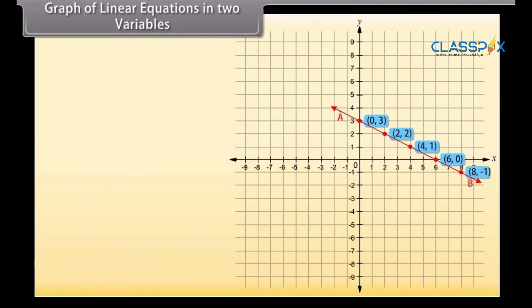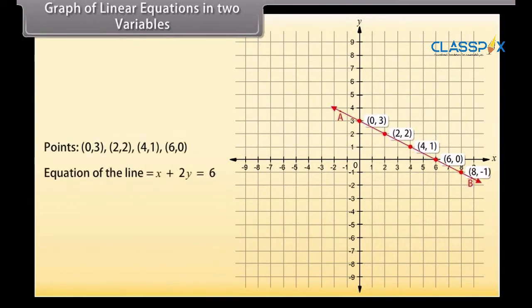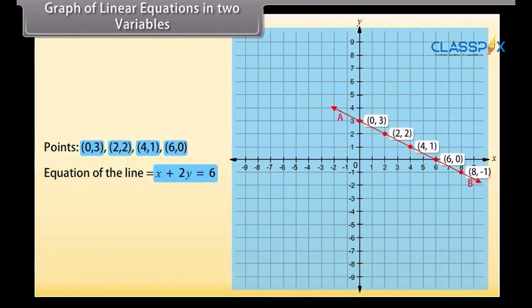So what have we observed in our previous screen? We have observed that every point whose coordinates satisfy the given equation lies on the line AB. Every point on the line AB gives a solution of the equation. So you can conclude that every point on the line satisfies the equation of the line, and every solution of the equation is a point on the line. This is called the graph of the linear equation. To obtain the graph of a linear equation in two variables, it is enough to plot two points corresponding to two solutions and join them by a line.